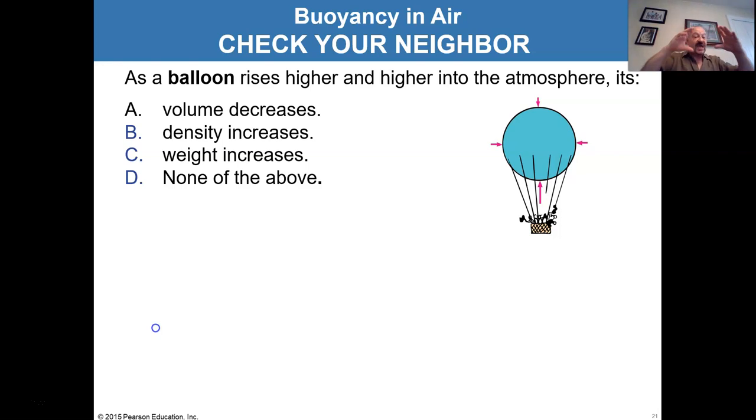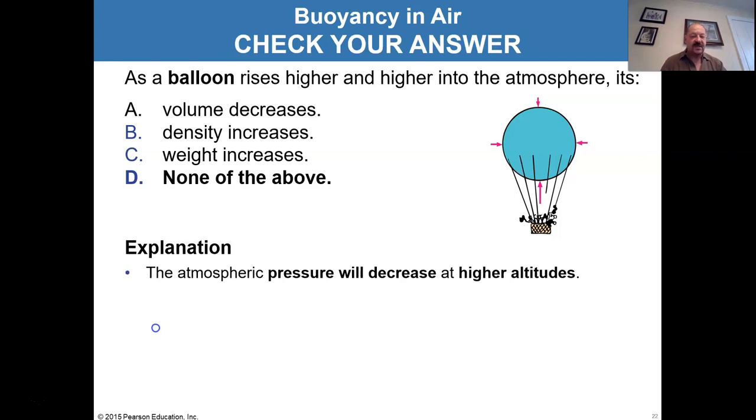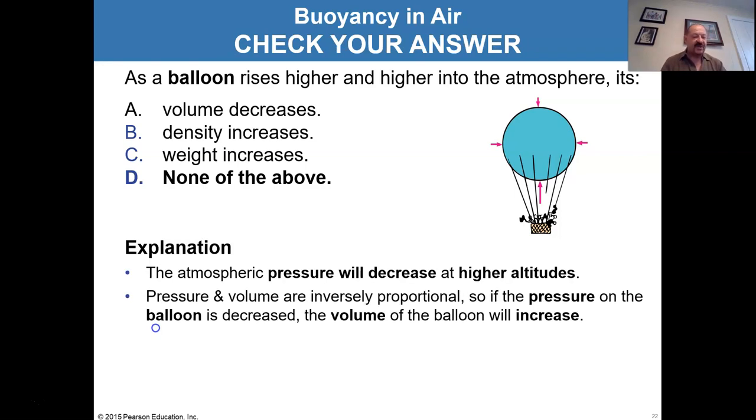And therefore the balloon will get bigger. Well, if you've got the same amount of air, the same amount of mass on the inside of this balloon, and it's bigger, mass divided by a bigger volume means a lower density. So the density decreases and the volume increases. So A and B are wrong right there. And the weight of the balloon is not really changing that much. So that's not going to be a factor either. So it's none of the above because the pressure is decreasing at higher altitude.